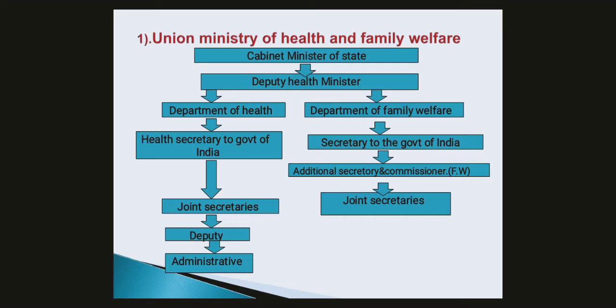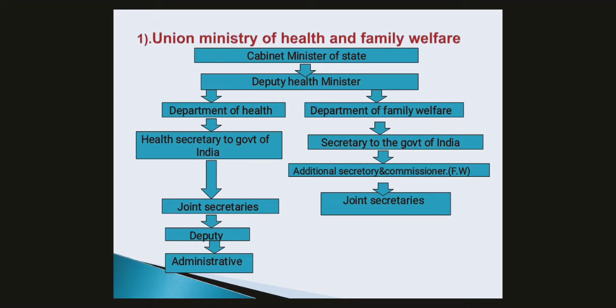First is the Department of Health, with the Health Secretary to the Government of India, divided into Joint Secretaries, then deputy, and the last is administrative. Then the second part is the Department of Family Welfare, divided into the Secretary to the Government of India. Then third is the Additional Secretary and Commissioners, called the F.W. Then last are the Joint Secretaries of the Union Ministry of Health and Family Welfare.